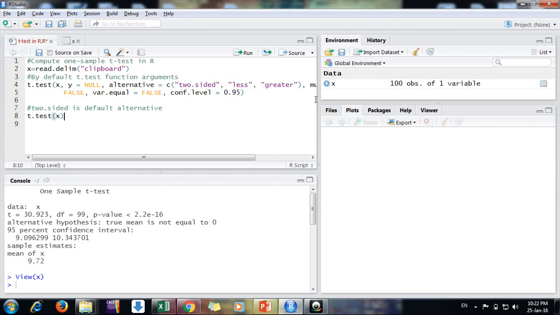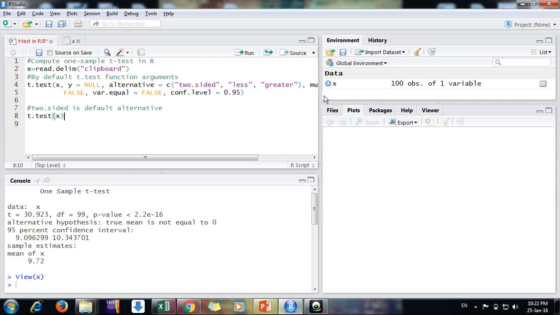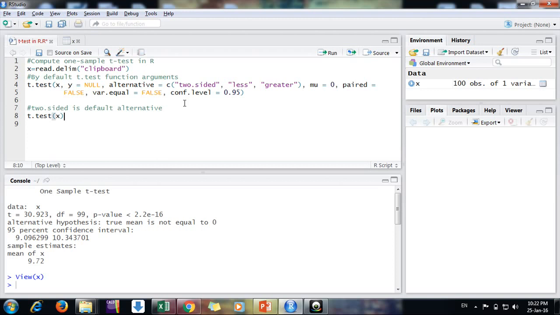So in R, for doing a t-test, we have the t.test function. This is our t-test function, friends. It does one-sample t-test, two-sample t-test and paired t-test as well. So we need to be very cautious about how to use this function, because it is the same function used for all kinds of t-tests. Here it has arguments. First we need to understand the first and second arguments, x and y.